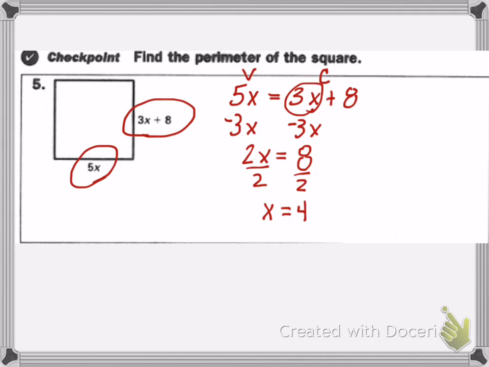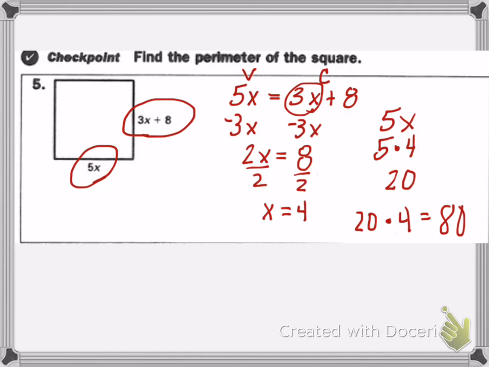But I wasn't finished because I have to find the measure of the side. So I chose the side of the square that was 5x, and I substituted my 4 in for x. That means the side of the square measures 20 units. And so 20 times 4 sides on the square means the perimeter of the square is 80 units. Is that what you got?